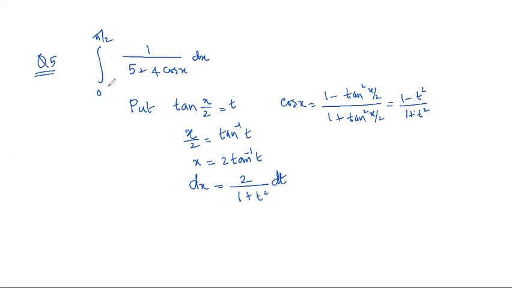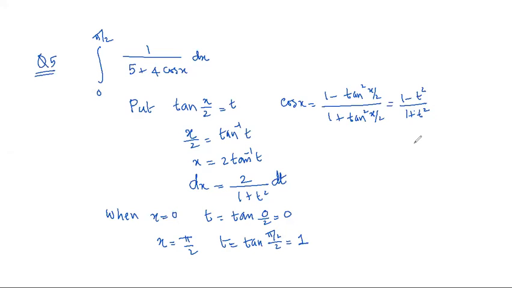Now you need to change the limit. When x takes value 0, what is t's value? Tan 0 by 2, which is 0. When x takes value pi by 2, t will be tan of pi by 2 divided by 2. That is tan pi by 4, which is 1. So now what will happen?